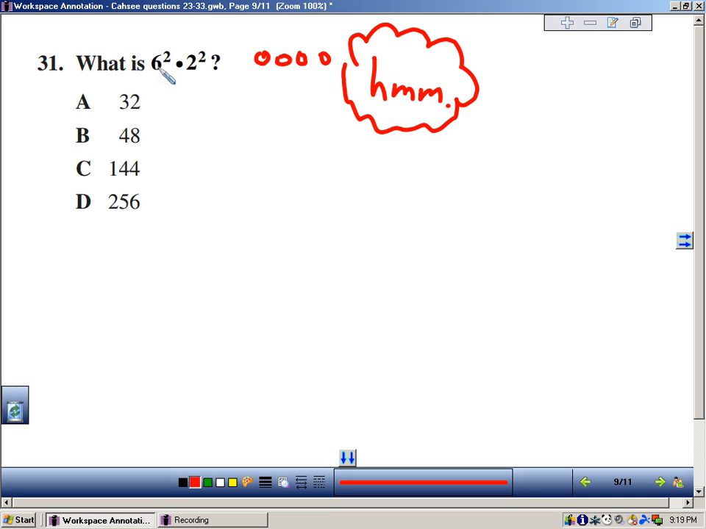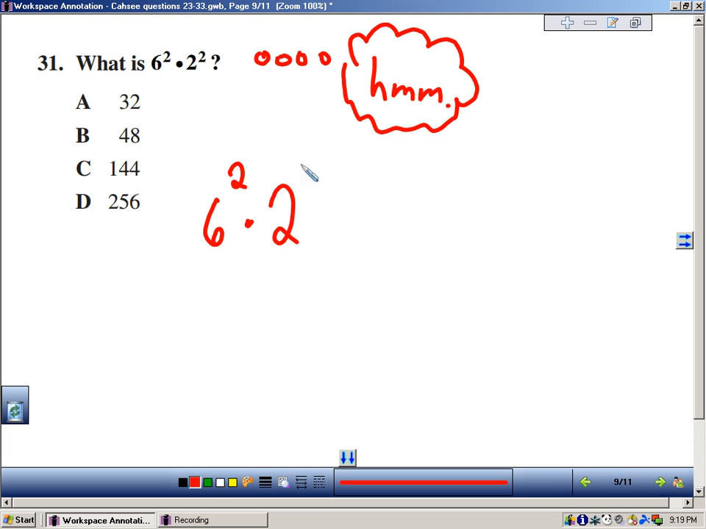6 to the 2nd power times 2 to the 2nd power. 6 and 2 are different. The bases aren't the same, so we can't use those properties. What you can do is just expand and multiply and end up with a solution here. Remember, calculators are not allowed on the CAHSEE test unless you have a document that allows you to use a calculator. For those of you who do, you know what I'm talking about. So, let's work it out.